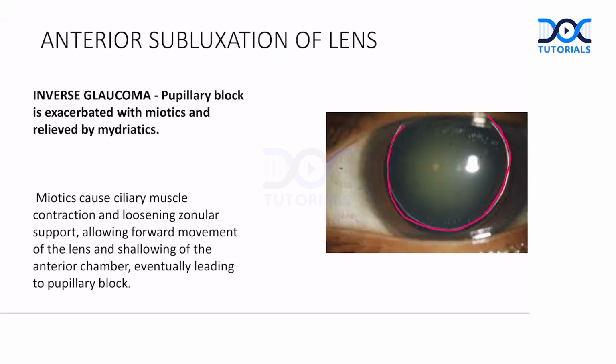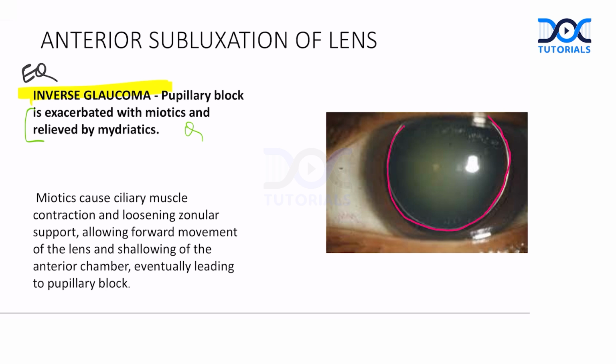Now, another important question. So this is one condition which deals with inverse type of glaucoma. So, what is inverse glaucoma? Normally, we have read that if the pupil is blocked, we have a treatment with the help of pilocarpine, and mydriatics will aggravate the block. But what is happening here? Opposite. Actually, this is exacerbated by miotics and relieved by mydriatics. Have you seen it anywhere else? No. Inverse glaucoma is this.